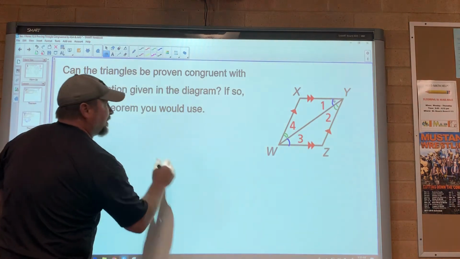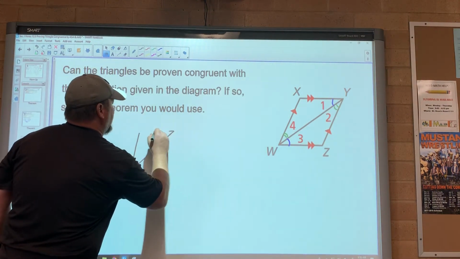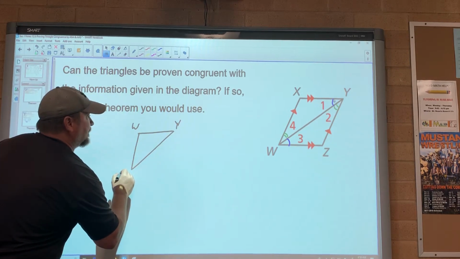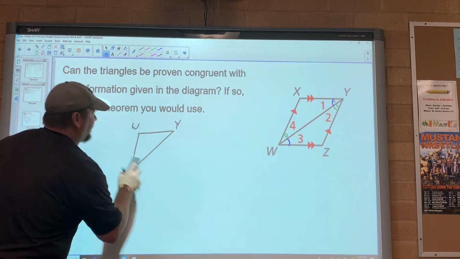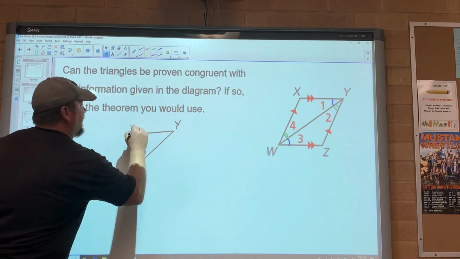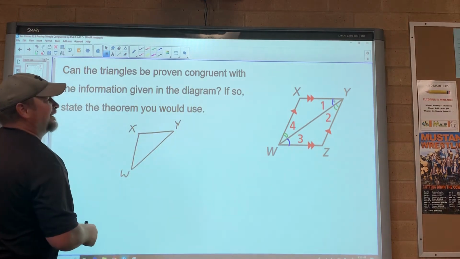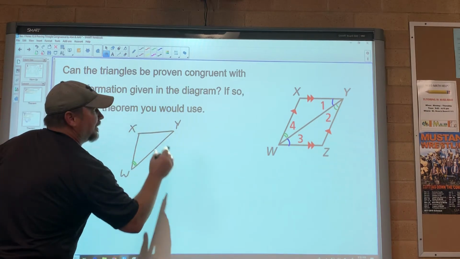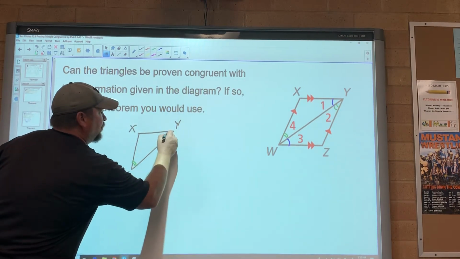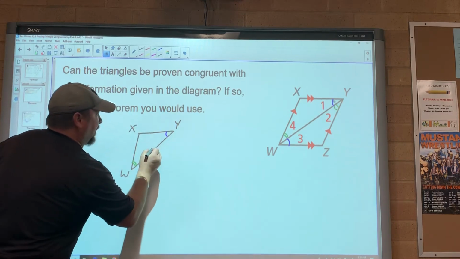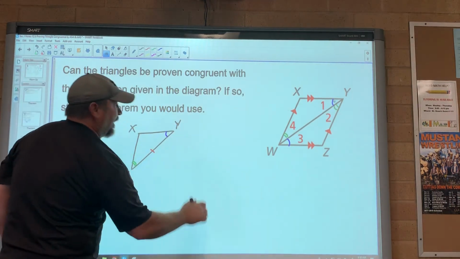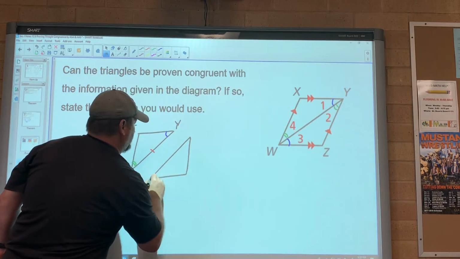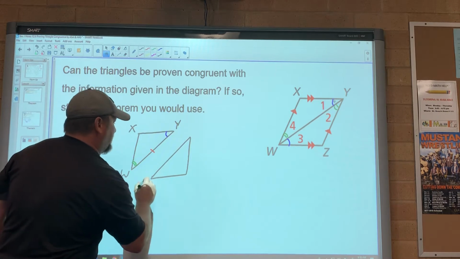So I'm going to take my picture. I'm going to just draw it the way it kind of looks. X, W, and Y. Okay, now I'm going to put 2 marks. 1, 2. I'm going to put 1 up top, 1, and then the side I pulled apart, I'm going to mark. All right, I'm going to recopy this picture. And I'm doing it exactly the way the picture shows it.